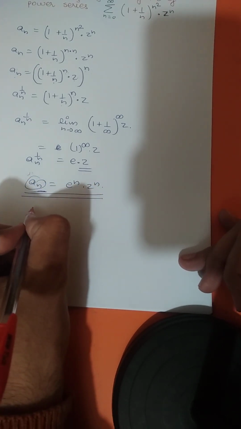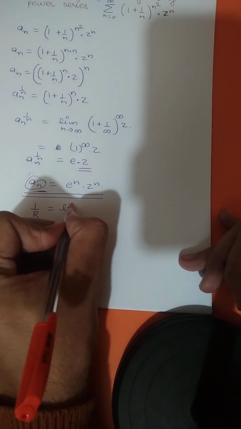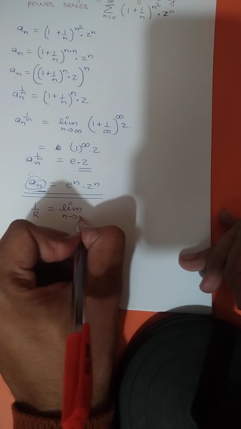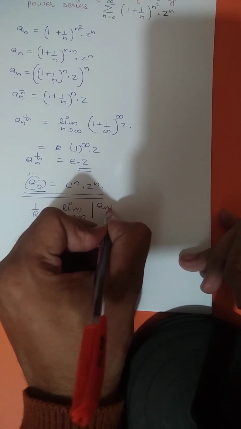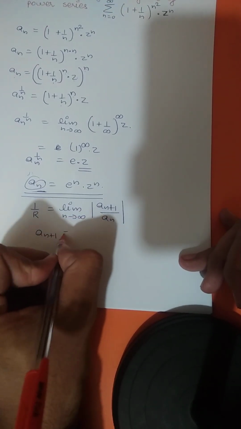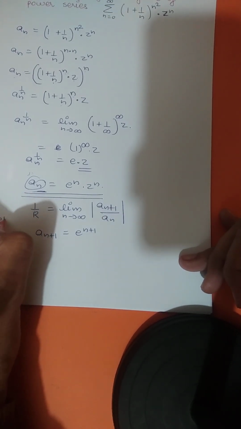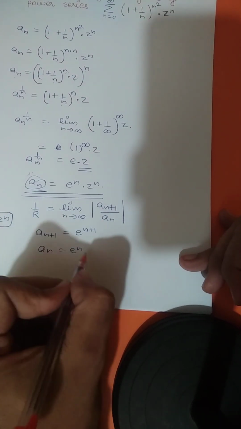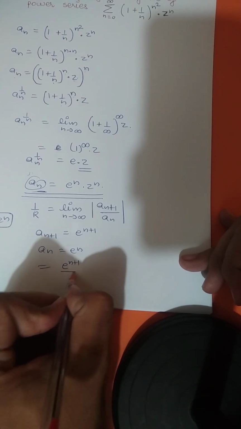So from here I can write that 1 by r, that is the radius of convergence, is equal to the limit n tends to infinity of a_(n plus 1) divided by a_n. That is a general formula. So from here I can write a_(n plus 1) equals e power n plus 1, as a_n we can take now e power n only. Now keeping these values over the question, e power n plus 1 divided by e power n.